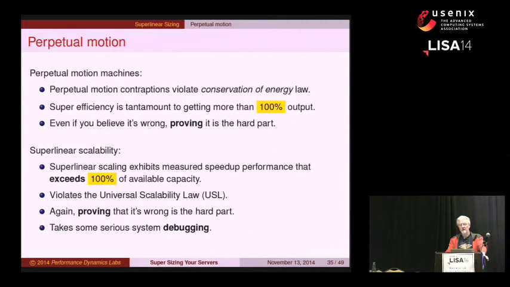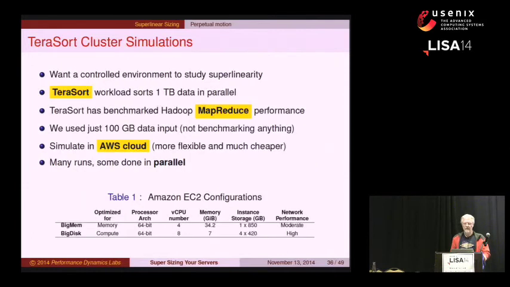It's exhibiting measured speed-up performance that exceeds 100% of the available capacity. Nice if you can get it, but not likely, because it violates the universal scalability law. And again, proving it is the hard part, not guessing that it's probably not right. But once again, it takes serious debugging effort. I'm not talking here about program debugging, I'm talking about system-level debugging.